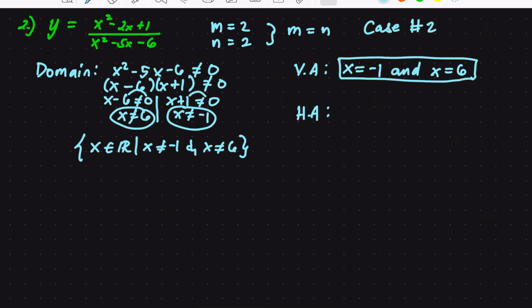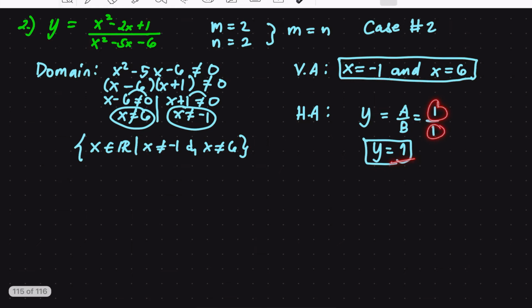So, kung case number 2 yung function natin, y is equal to a over b. So, what is our a over b? 1 over 1. So, saan ko kinuha yung 1 over 1? Yung leading coefficient dito, which is 1. At leading coefficient dito, 1 din. So, ang magiging horizontal asymptote natin ay y is equal to 1. 1 divided by 1 is 1.